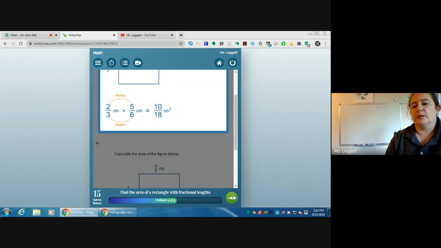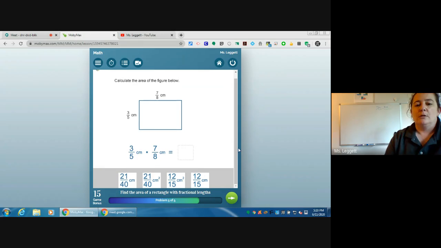3 times 7 is 21. 5 times 8 is 40. I don't know why they always put the answer on this side. This one is the one that's squared. They do not have anything in common. 1, 3, 7, 21.